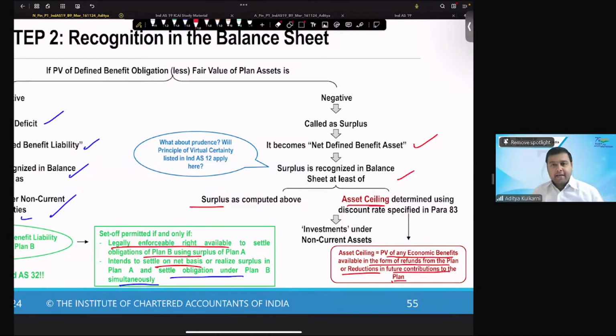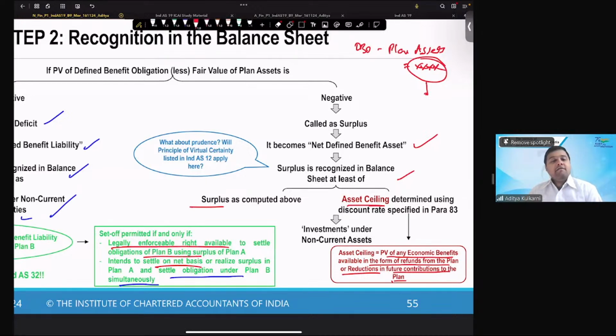See, ultimately, you may have DBO minus plan assets as any figure, but this figure should be a realizable figure, right? This figure should be a realizable figure. You should know कि भाई मुझे इतना पैसा तो कम से कम मिलेगा. So this figure is restricted to asset ceiling. Now, what is asset ceiling?